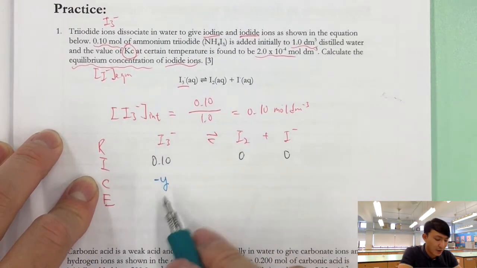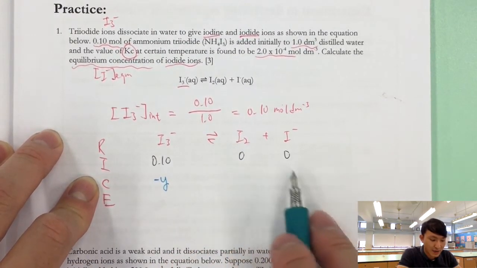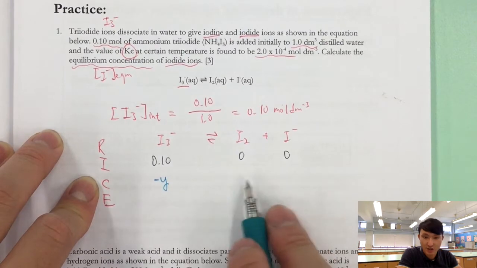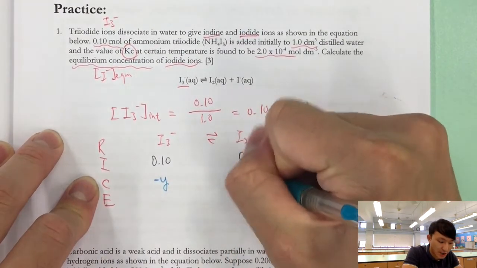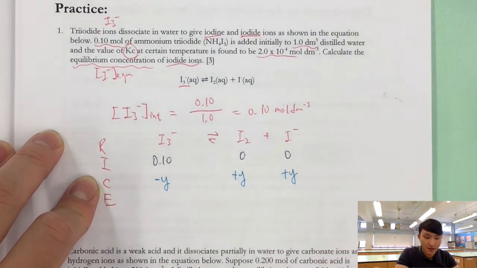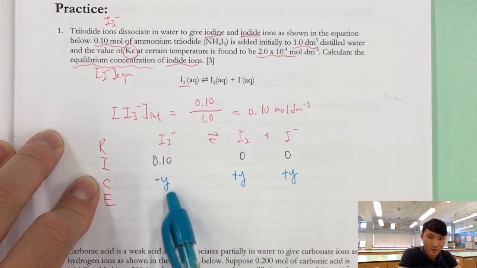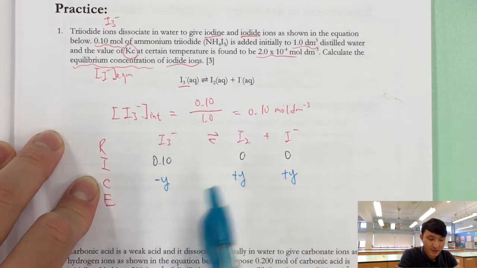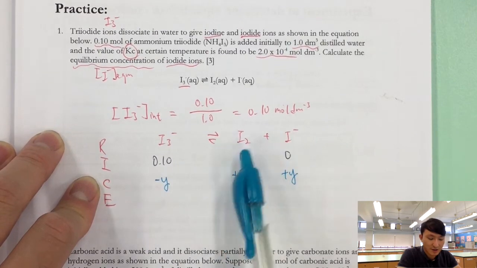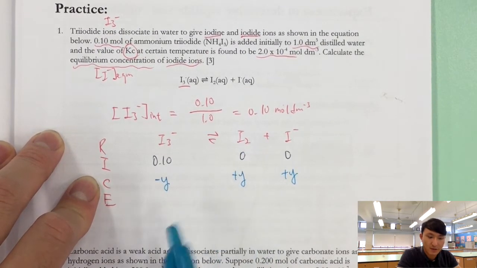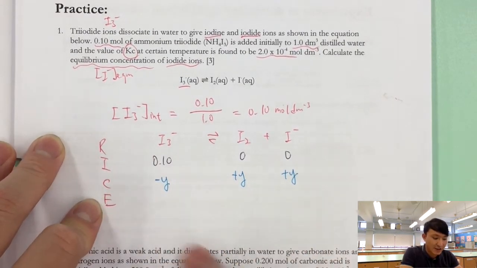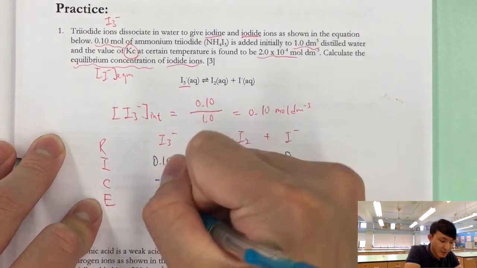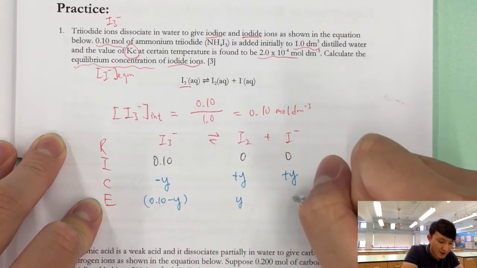Now if it is minus y here, what should be the change in concentration in terms of y? Here must be plus y, right? Think about it. If 0.01 mole per dm cube of I3 minus is consumed, then it should also increase the concentration of both products each by 0.01 mole per dm cube, isn't it? So this is how it works. And then you just put down the equilibrium concentration in terms of y.